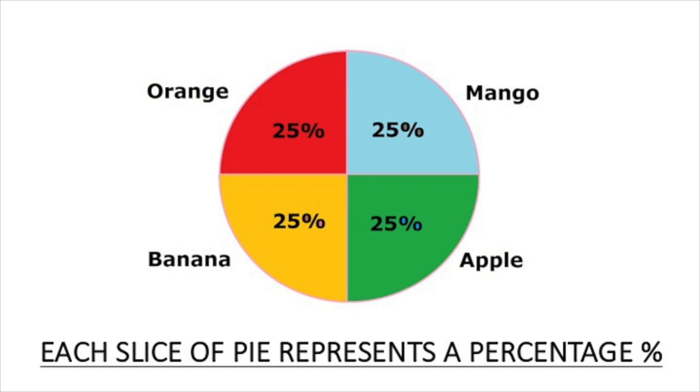represents a percentage. So here we have four fruits. What do we have, guys? We have orange, banana, mango, apple. Now, they're all the same percent. What percent are they all? 25%, and there's four fruits. So let's count up. 25 plus 25 is 50. Plus another 25, 75. And then 75 plus the final 25, 100. So you can see all the different segments add up to 100%. And because they're all equal, 25%, they're all the same size. They're all exactly one quarter.